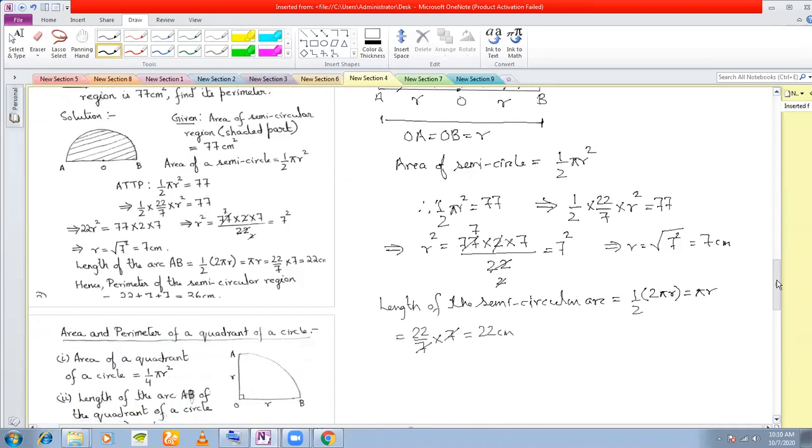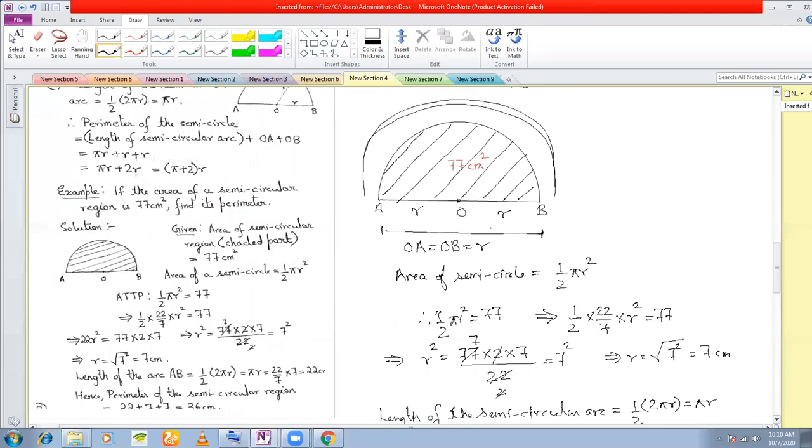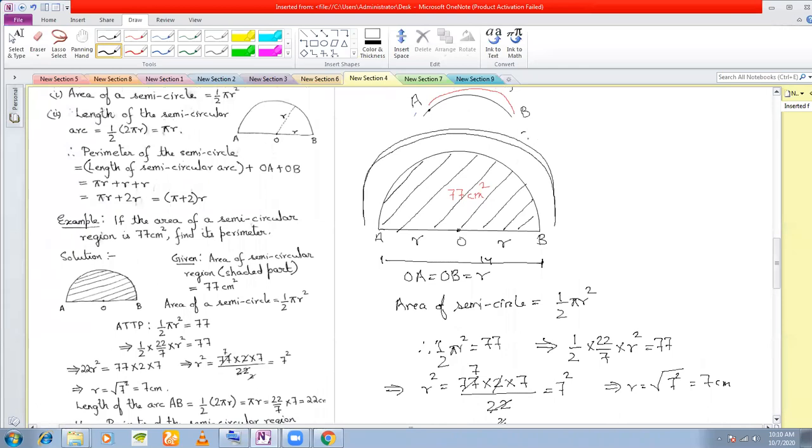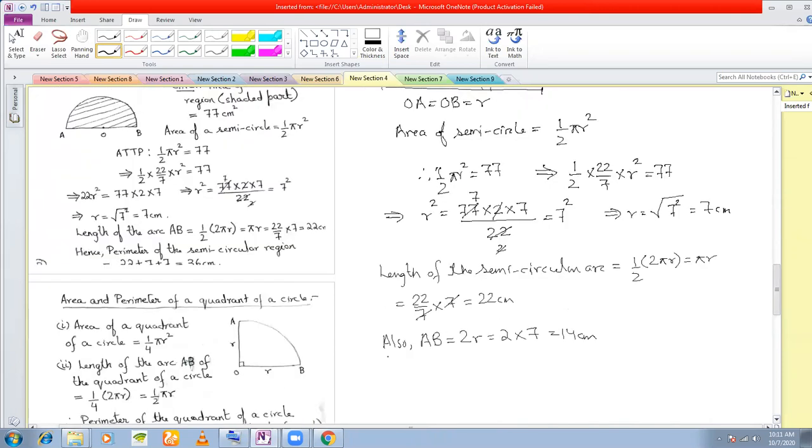So the length of the diameter AB is equal to 2r, which is 2 into radius. We have found 7, so 14. So the length of AB is 14, and the length of the semicircular arc here is 22. So what is the perimeter? 14 plus 22, hence 36.